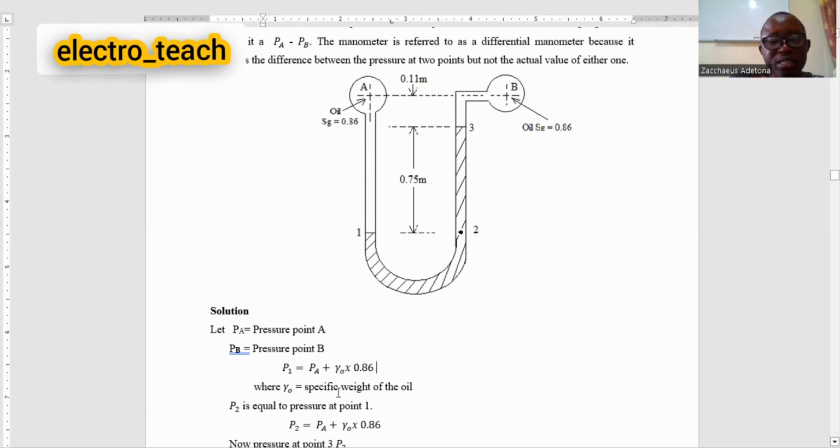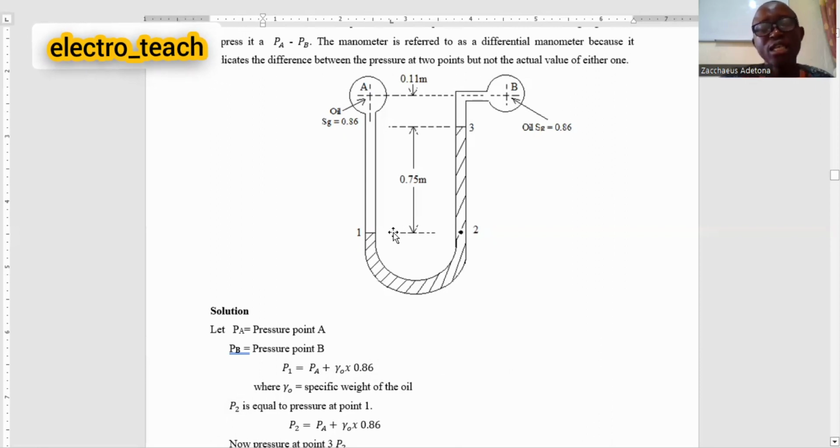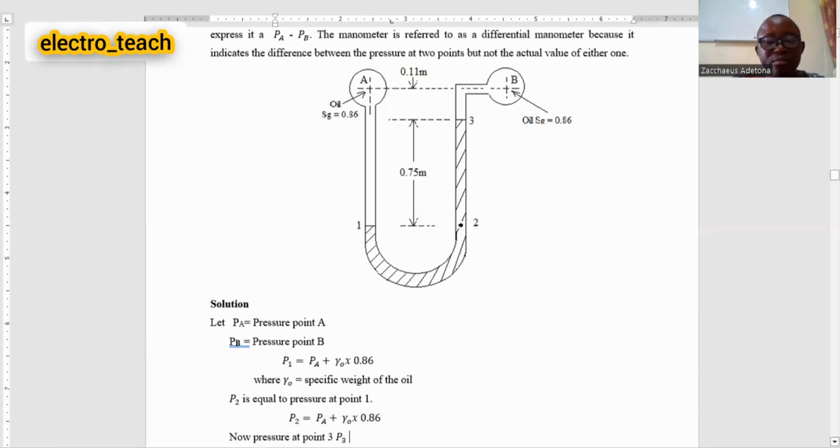Now, gamma oil is the specific weight of the oil, which we are going to determine soon. Now, the pressure at point 2 is the pressure at point 1 because they are the same level in the same manometric fluid. That is point 1 and 2. There are two points at the same level inside water as manometric fluid. Now, pressure at point 2 is equal to pressure at point 1. That is it. P2 equals PA plus gamma oil times 0.86.